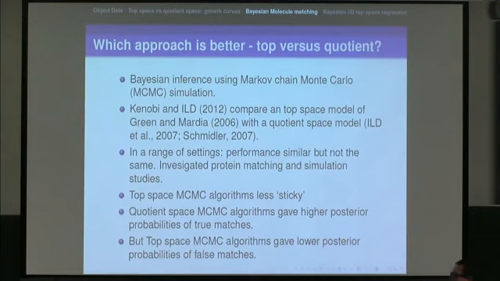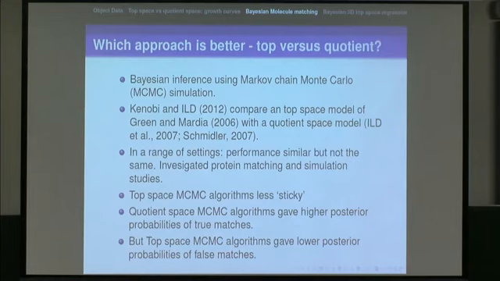So the performance is quite similar, but not exactly the same. The top space model was less sticky. What tended to happen with the quotient space model is that it went to a local solution and then got stuck there, and it was hard to get out. You could throw it out and then it would get stuck on another local one. Whereas the top space model tended to go to places, move around, and then go somewhere else.